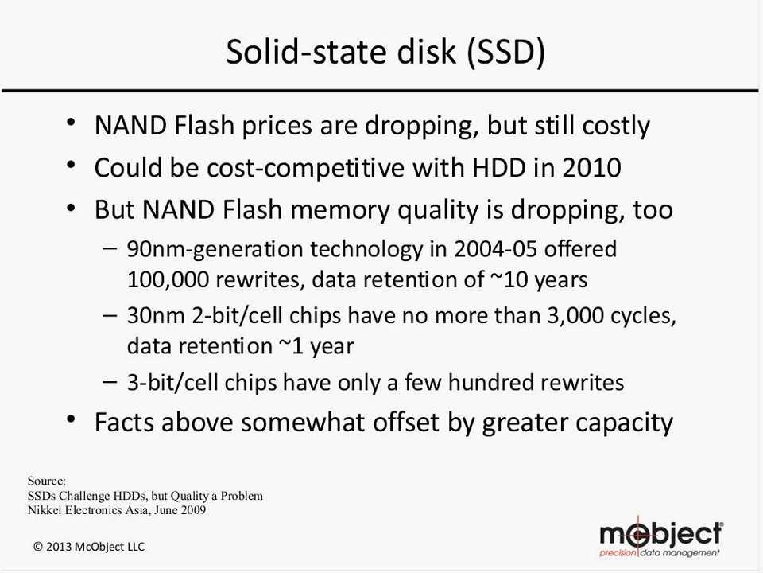But that decline in quality is offset by the increase in capacity. In other words, I may have 90% fewer write cycles, but instead of 128 megabytes of capacity, I have 2 gigabytes of capacity, and for a lower cost.